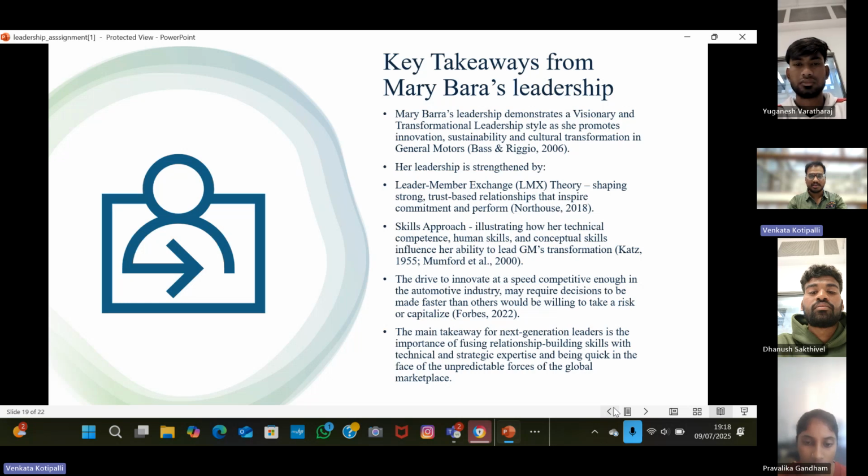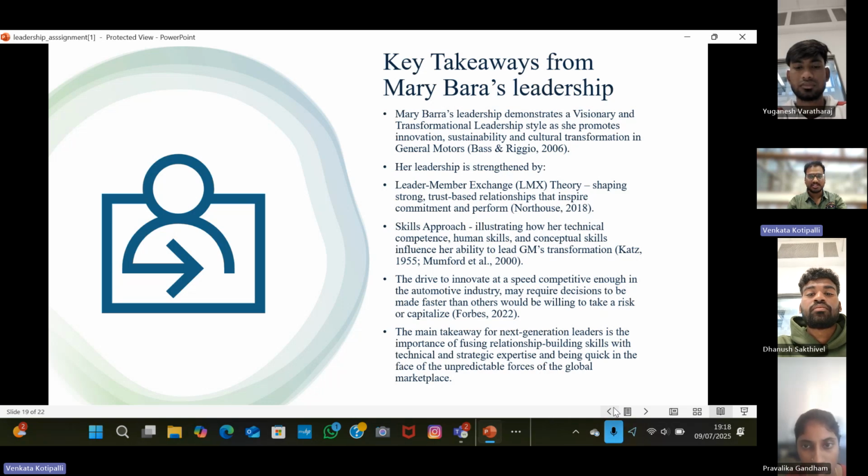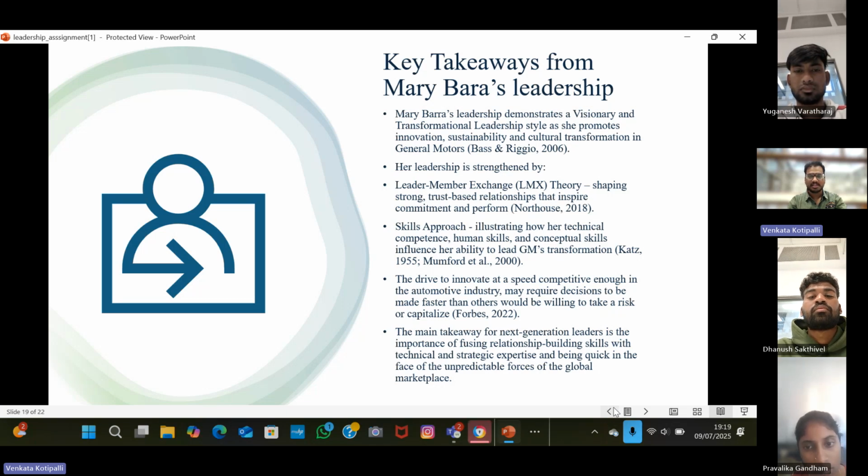Key takeaways from Mary Barra's leadership. Mary Barra's leadership demonstrates a visionary and transformational leadership style as she promotes innovation, sustainability, and cultural transformation in General Motors. Her leadership is strengthened by leader-member exchange theory, shaping strong, trust-based relationships that inspire commitment and performance, according to Northouse, 2018. Skills approach illustrates how technical competence, human skills, and conceptual skills influence her ability to lead the GM transformation, Katz, 1955, Northouse, etc.